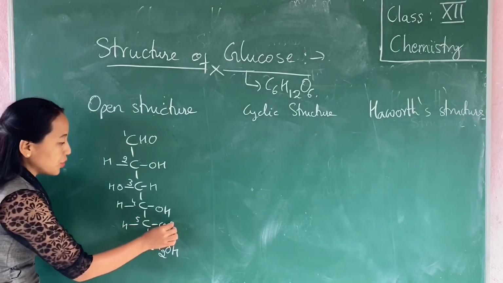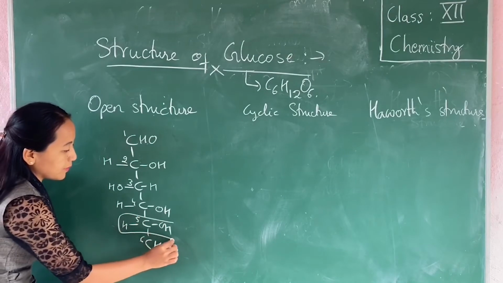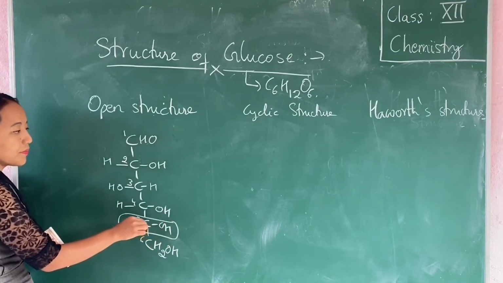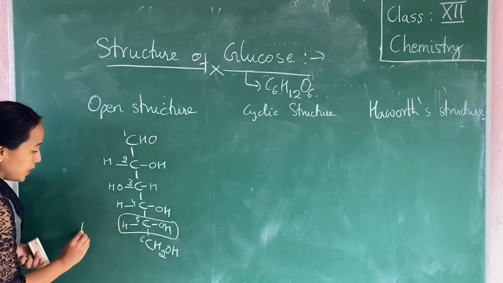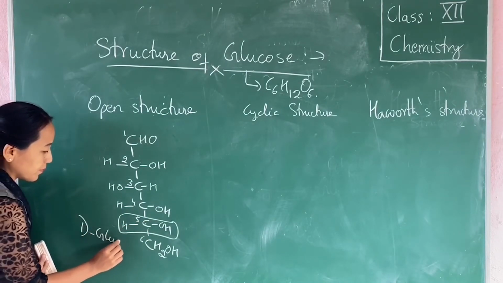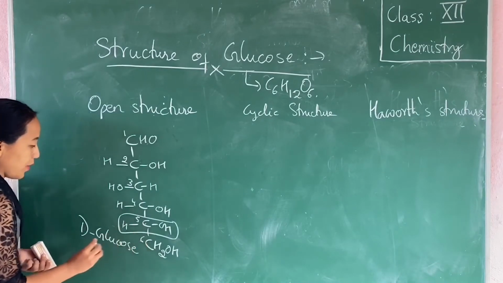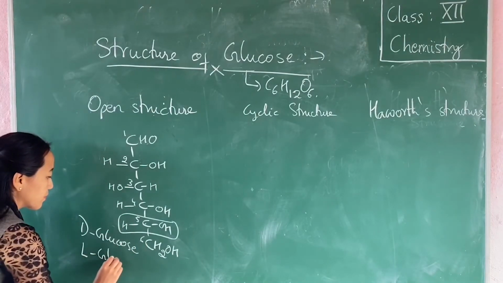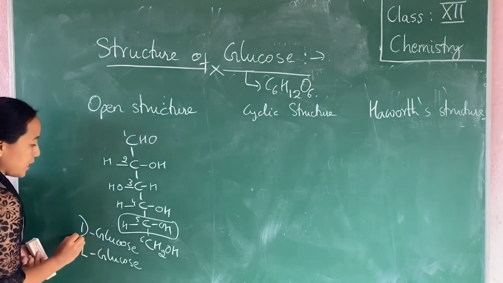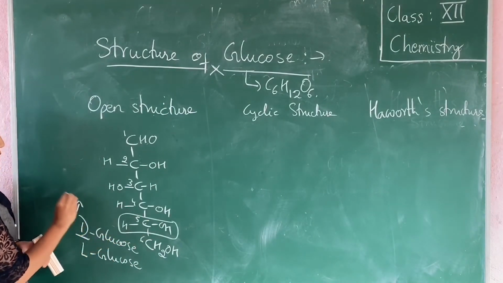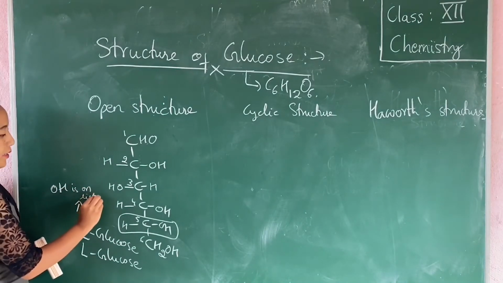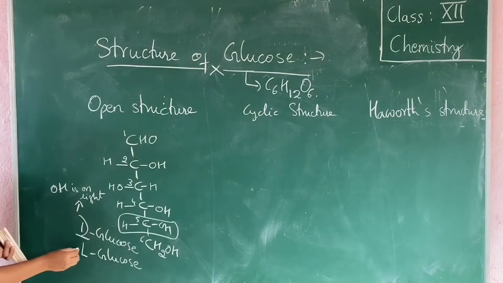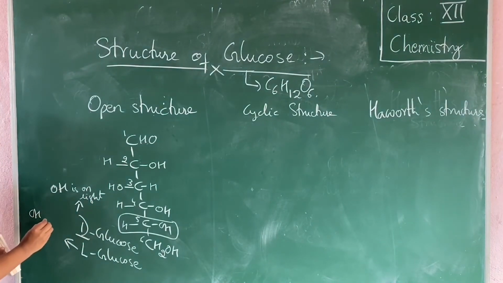Depending upon the position of OH on the second last carbon atom, there are two types of glucose. The first one is D-glucose, and then you have L-glucose. D when OH is on the right side, and L when OH is on the left hand side.